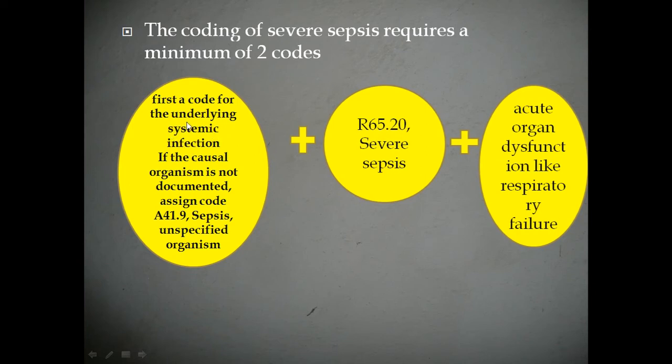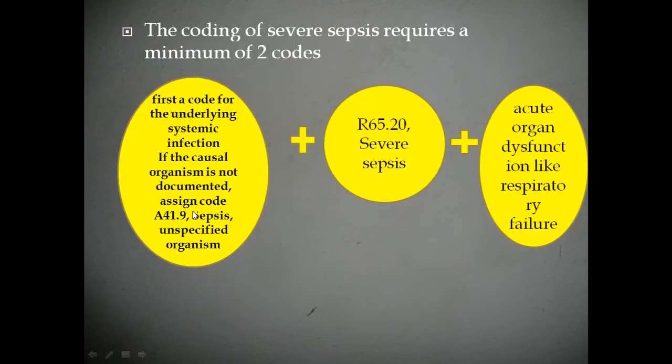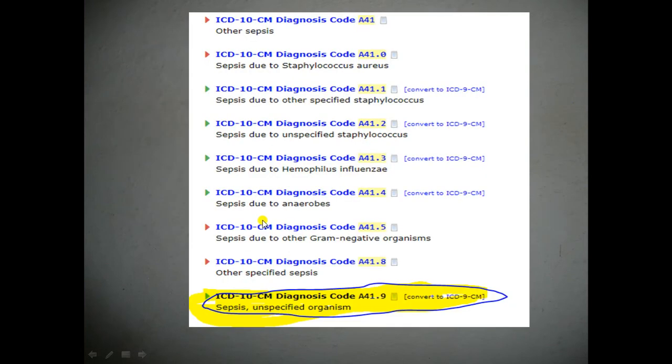First we have to assign the underlying systemic infection code, that is the A41 series. Do we have the systemic infection organism? No, right, not in the scenario. So what we have to code as per the guideline, whenever the causal organism is not documented and only severe sepsis is documented, sepsis because of what organism is not documented, right? So we have to code A41.9, that is sepsis, unspecified organism.